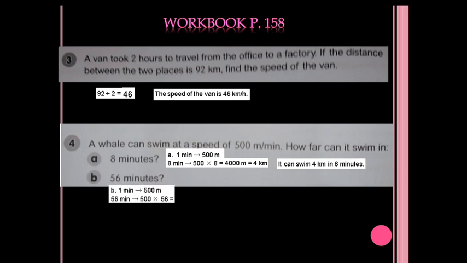Next, how about 56 minutes? So 1 minute equals 500 meters. If it is 56 minutes, so 500 times 56. So what is the answer? Yes, 28,000 meters. If you change into kilometers, it becomes 28 kilometers. So it can swim 28 kilometers in 56 minutes.